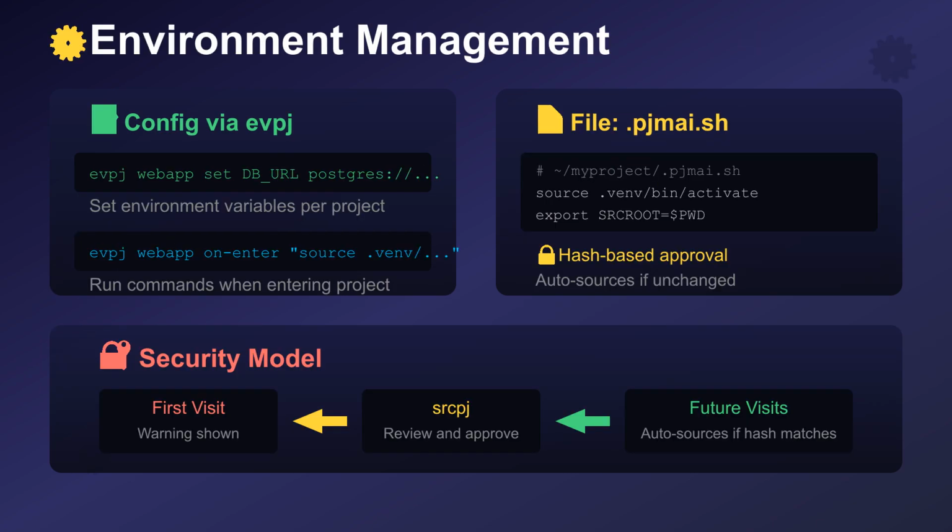Each project can have its own environment. Set variables with evpj, or create a .pjmai.sh file in your project root. PJMAI uses hash-based approval to prevent untrusted code execution. Approve once, and it auto-sources on future visits.